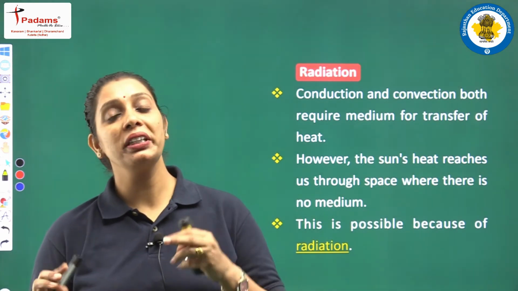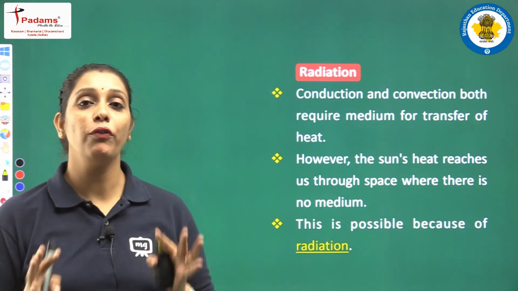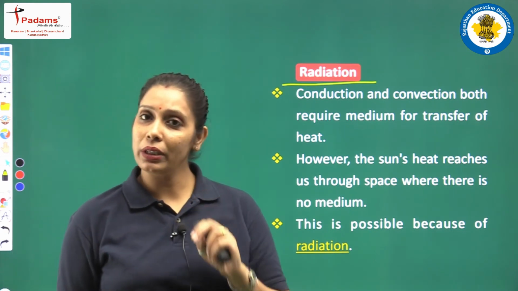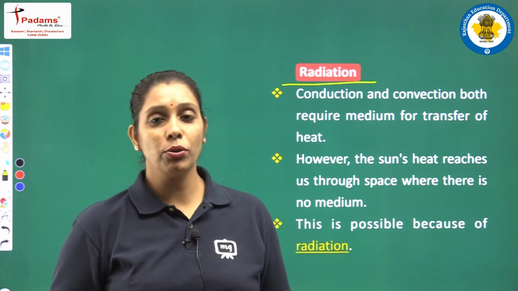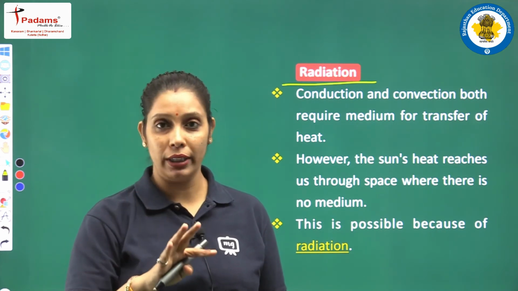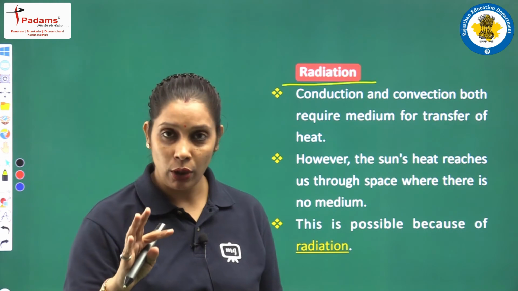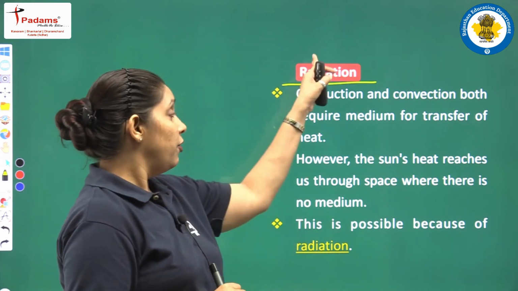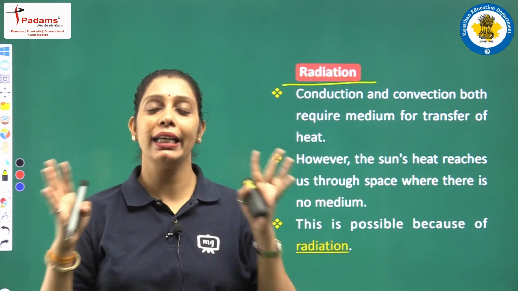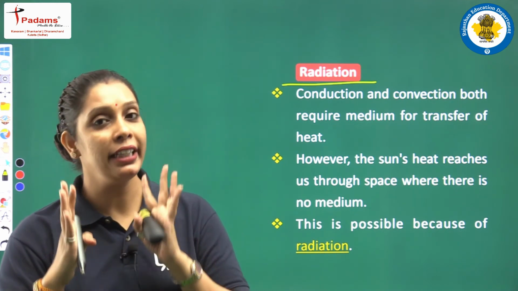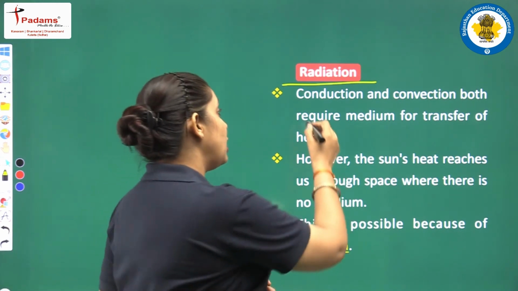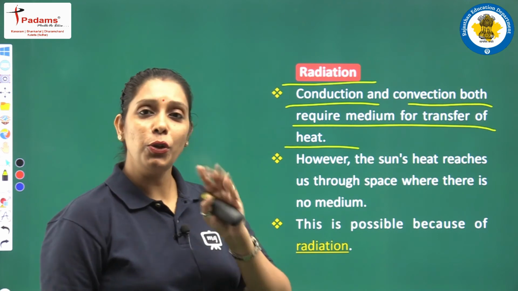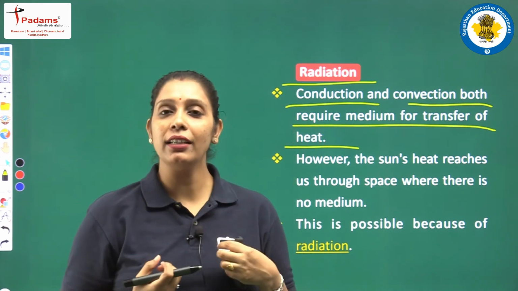Okay, let's proceed with the next method, the next way of heat transfer, and that is radiation. We already discussed conduction and convection, and we also know that conduction generally takes place in solids and convection takes place in fluids. Okay, fluids means the gases and the water, we can say. Okay, but radiation doesn't require any medium to transfer heat. So we can say that conduction and convection both require a medium for the transfer of heat. Now, you remember that from the sun we are getting the sunlight.